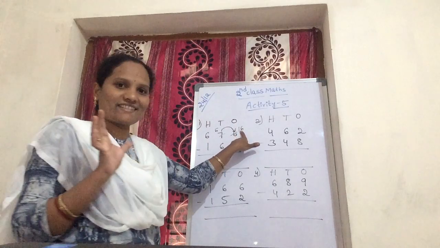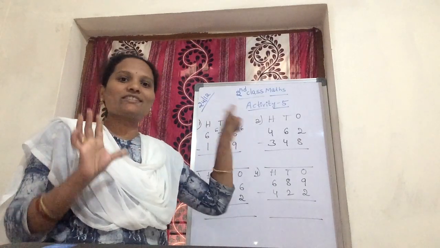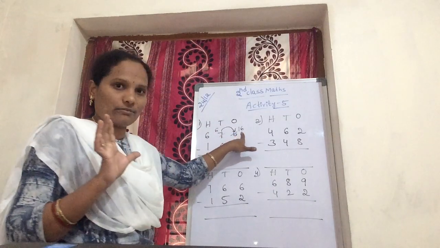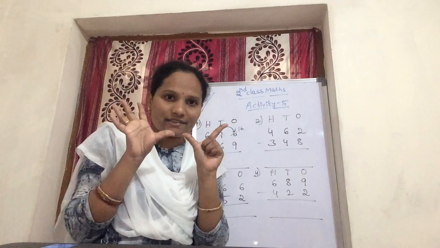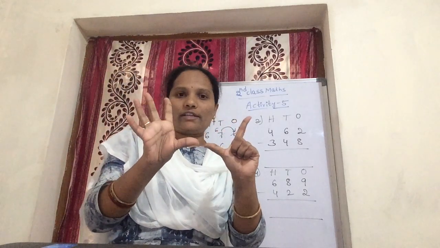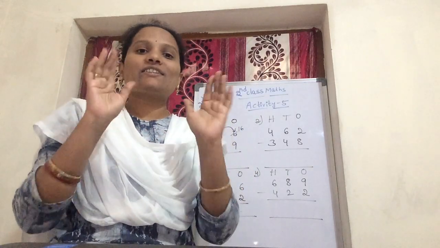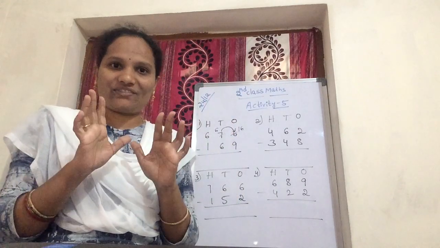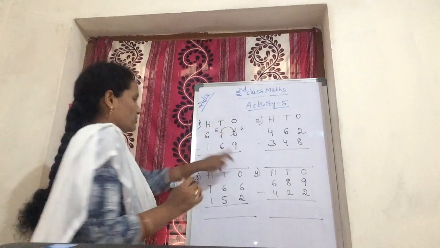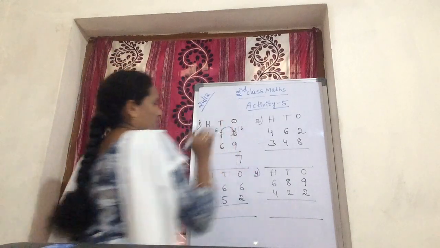You are reaching 16. 16 is the first number. After the second number, counting up to the first number, you are getting some fingers. How many fingers do you get? Count it. 5 plus 2, 7 fingers you get. So what is your answer, Amma? 7. That you should write in the ones place.